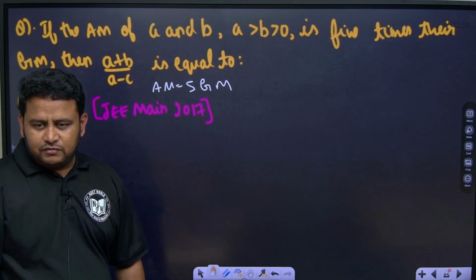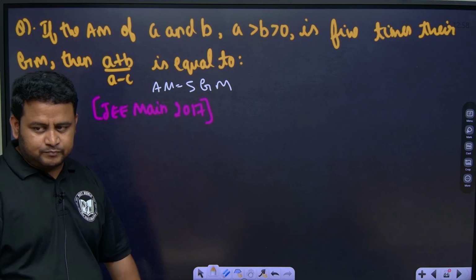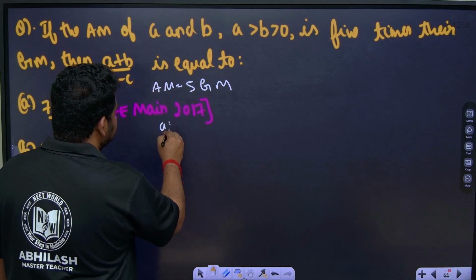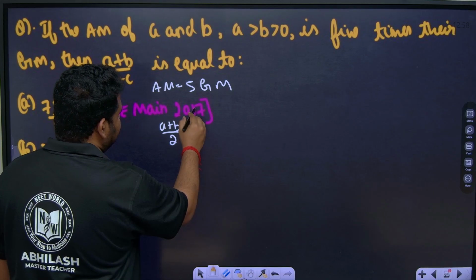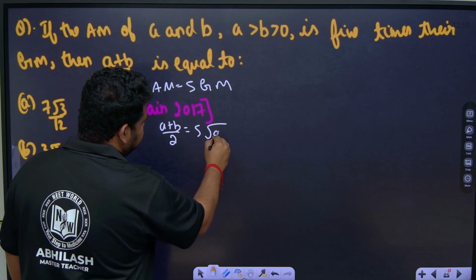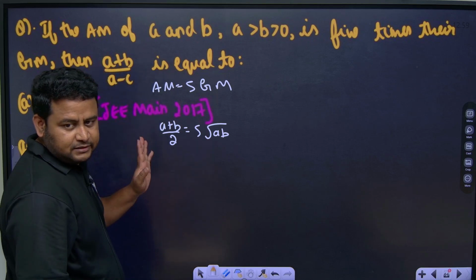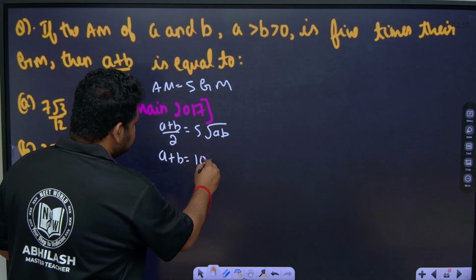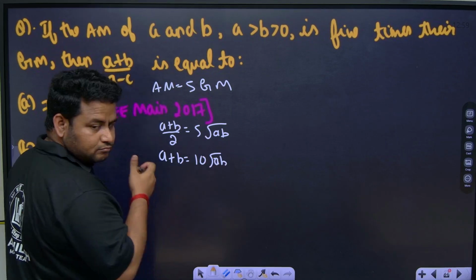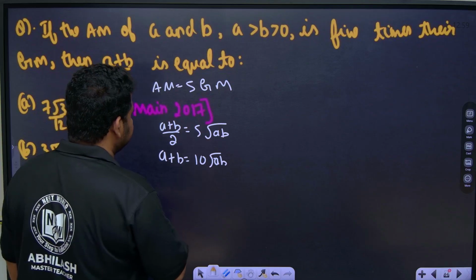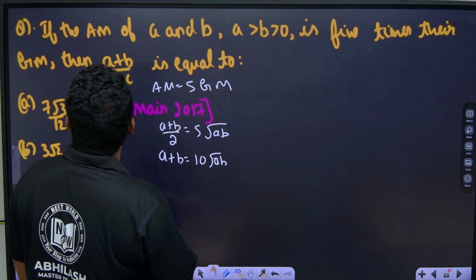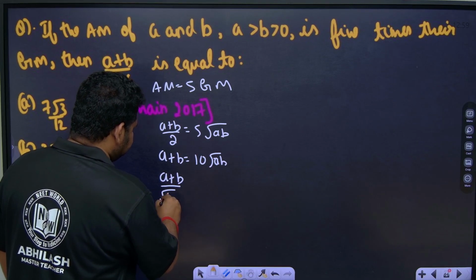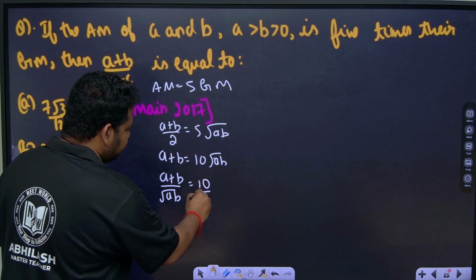I told you in trigonometry, I will ask you again. Arithmetic mean is equal to 5 times GM. Arithmetic mean is given by A plus B divided by 2, and geometric mean is given by root of AB. Clear? Now A plus B can be written as 10 times root of AB. So A plus B divided by root of AB, I can write as 10 by 1.